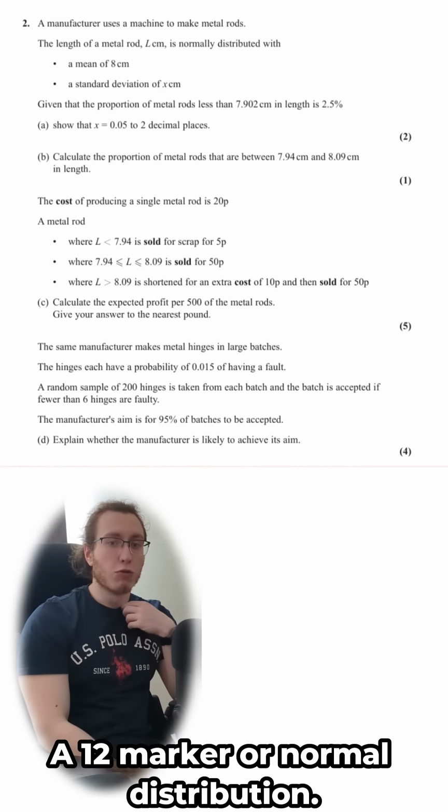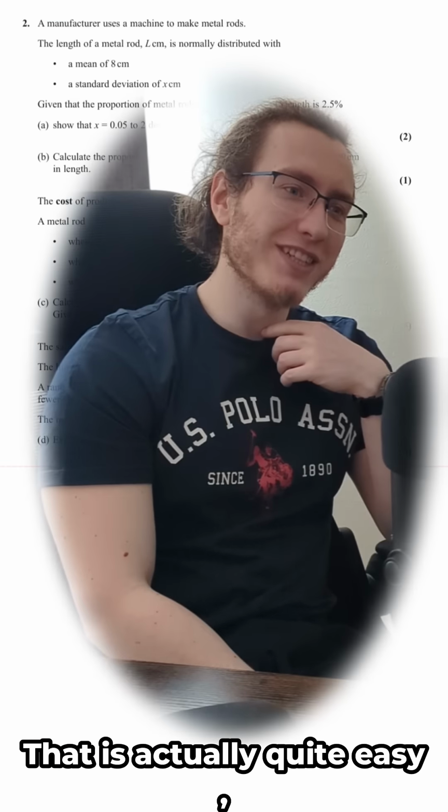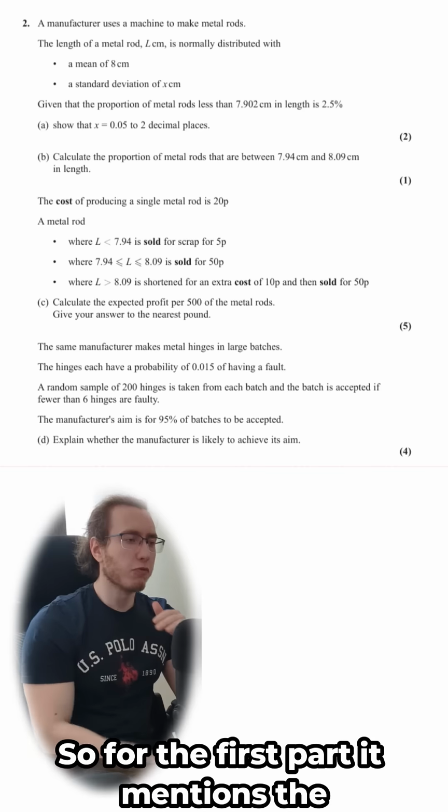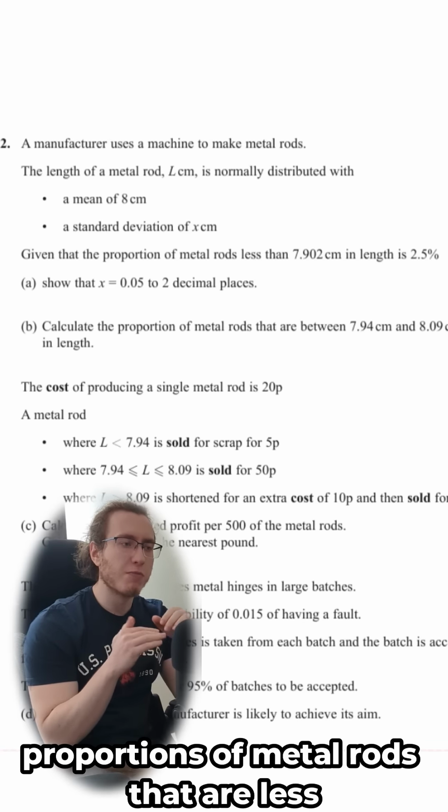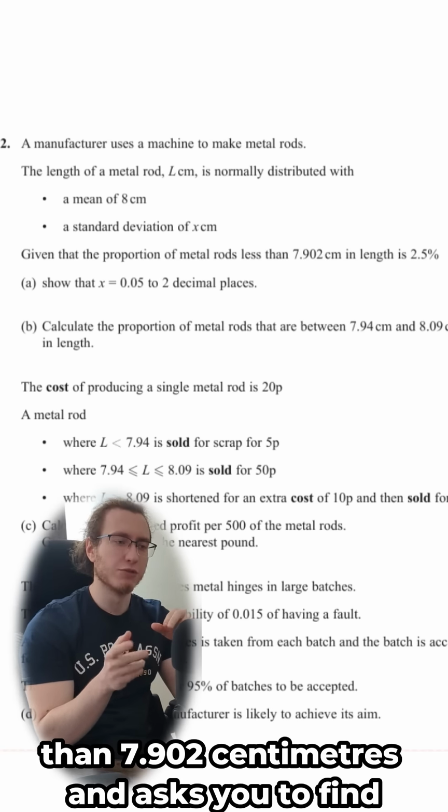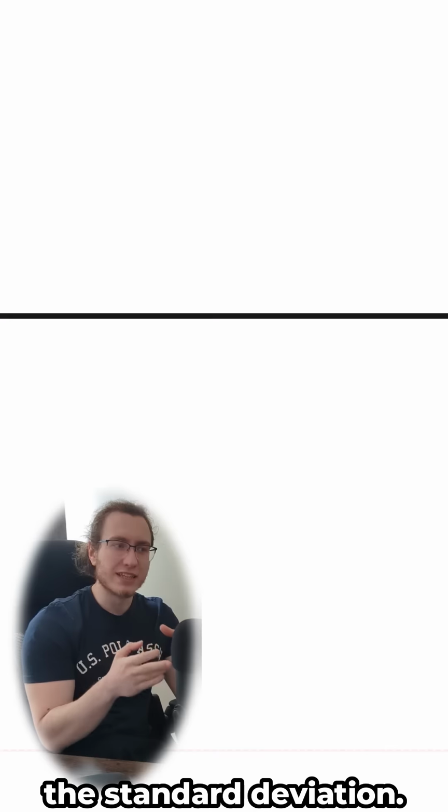Whew, a 12 marker on normal distribution, that is actually quite easy. Bet you didn't expect me to say that. So for the first part, it mentions the proportions of metal rods that are less than 7.902 centimeters and asks you to find the standard deviation.